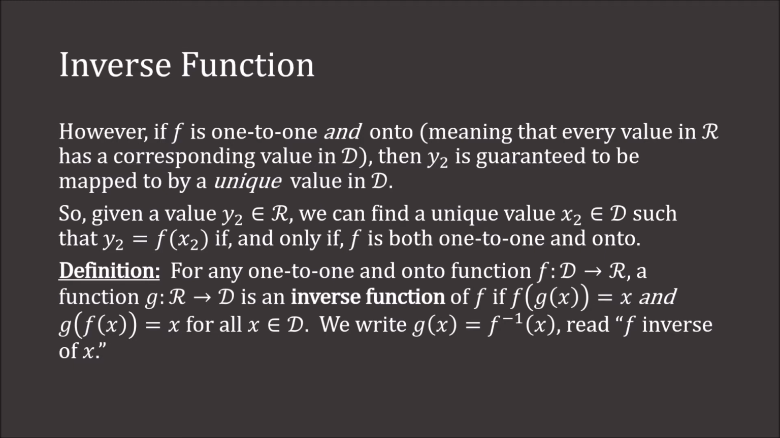So for any 1-to-1 and onto function f from D to R, a function g which has a domain R and a range D is an inverse function of f if f of g of x is equal to x and g of f of x is equal to x for all x in D. We then write g as f to the minus 1, and this piece here is read f inverse of x. So this minus 1 is read as inverse.